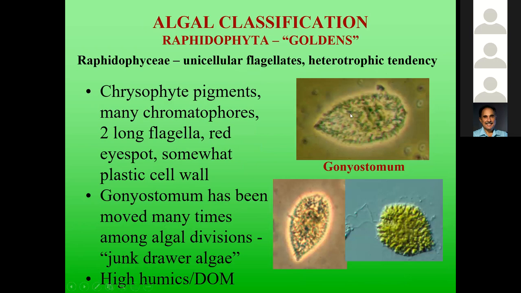Lithodesmiophyceae, I mentioned, Gonyostomum. I really like this alga. This is kind of a cool alga. It has a red eye spot, so it could be a euglenoid. It has a bunch of these chromatophores loosely in it that do have the right pigments to put it in the goldens, but it also has a somewhat plastic amorphous outer cell. Again, it defies classification, which can be true of a lot of algae.